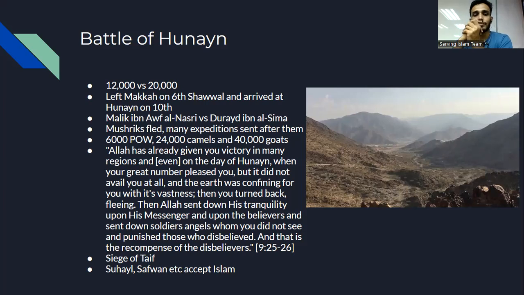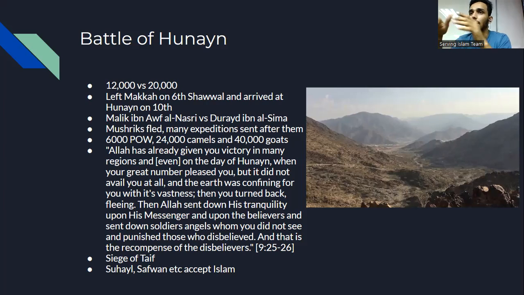Now, the Hawazin and Saqif were basically the primary perpetrators. Their chief was Malik ibn Auf al-Nasri, a young man, and he was the leader of the entire army. He wanted to motivate his people, so he brought the flocks, the women, the children, everyone with them onto the battlefield. Another experienced person, by the name of Durayd ibn al-Simma, was also in the army.